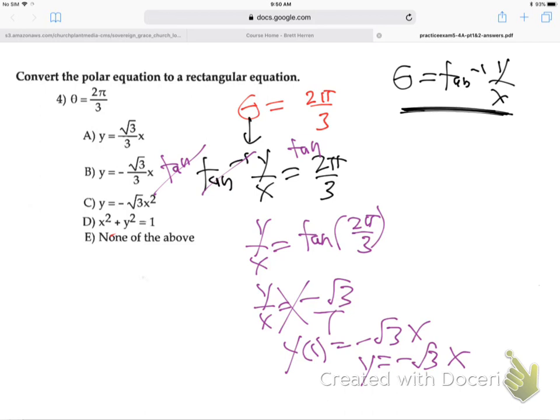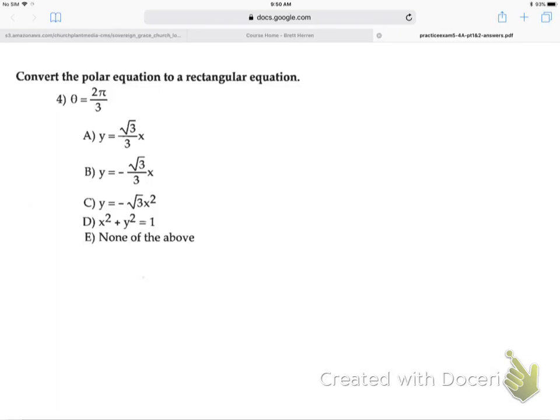What is it? Is it none of the above? Was that the answer on the thing? E was none of the above? Okay. No, the answer is B. So B? Did we do the tangent 2 pi over 3 correctly? Oh, no, I'm sorry. I was looking at the wrong number. Let me get the unit circle, make sure. Yeah, that's fair. Excuse me. Let's see, where's the unit circle?